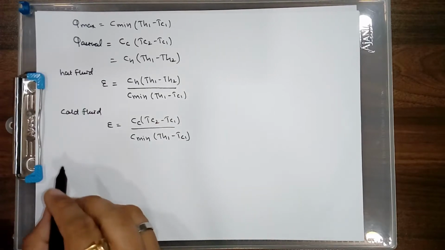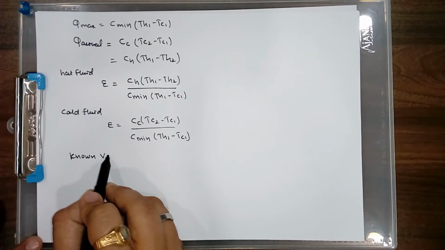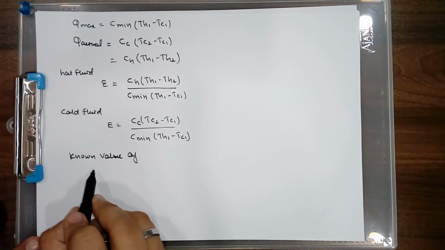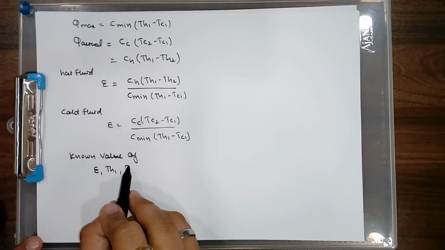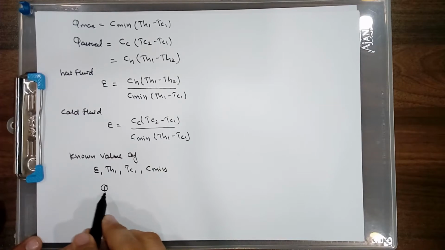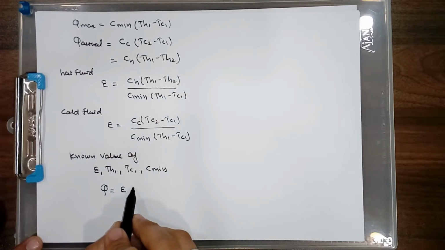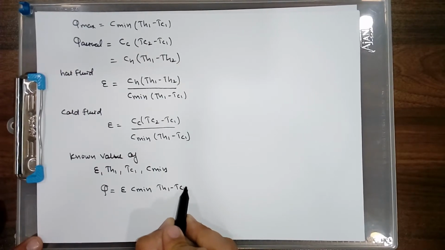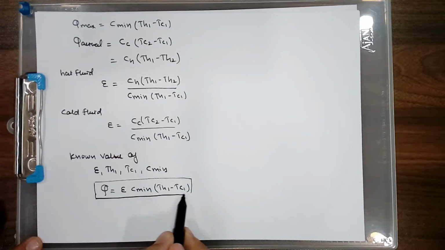And for a known value of the effectiveness, T_h1, T_c1 and C_min, we can calculate the rate of heat transfer from the heat exchanger, or the rate of heat exchange between the two fluids, using this equation: Q equals effectiveness into C_min into (T_h1 minus T_c1). So this is the important formula, students, you need to remember it.